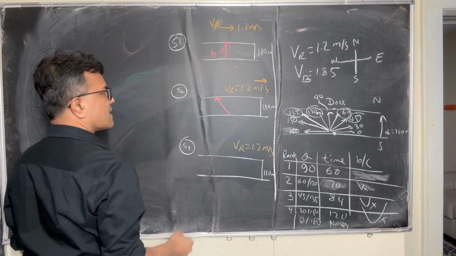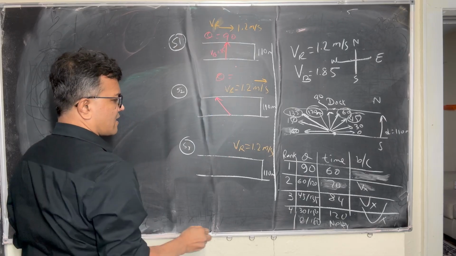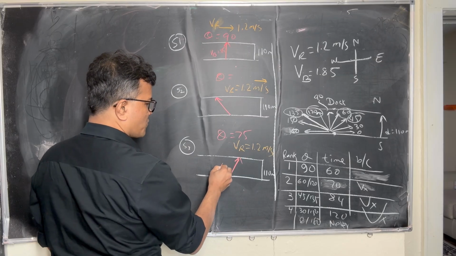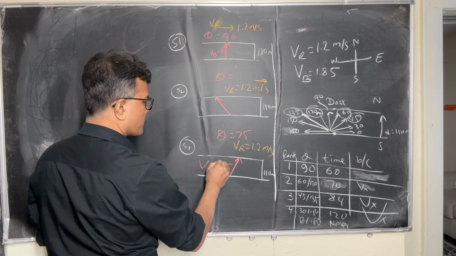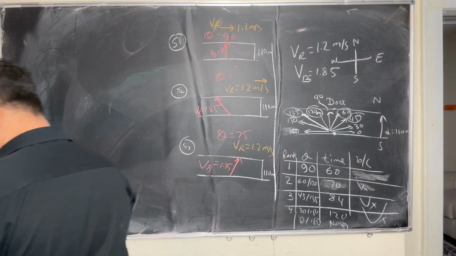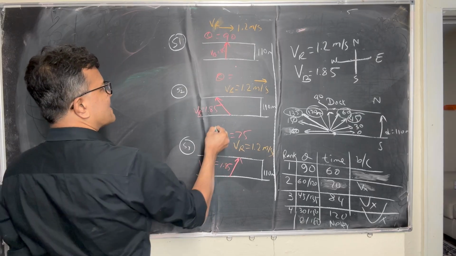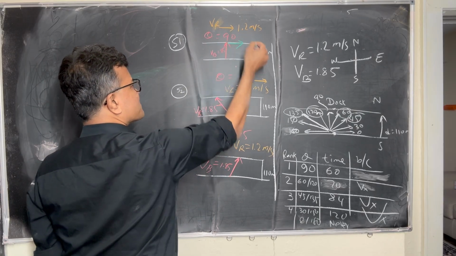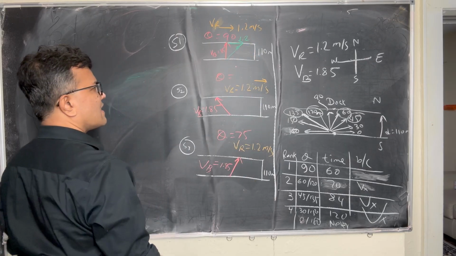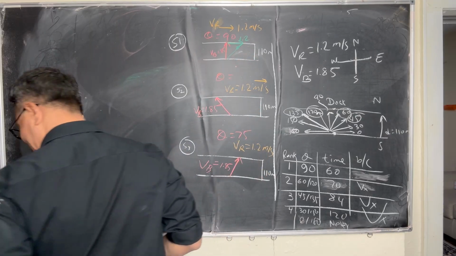This is an unknown angle. I'm going to write the angle over here. Angle is 90. Angle is unknown. Angle is 75, given. So this is 1.85, the velocity of the boat. Okay. Now, what else are you going to do? This is the velocity of the river, which is 1.2, and this is the total velocity, which is the square root of this.